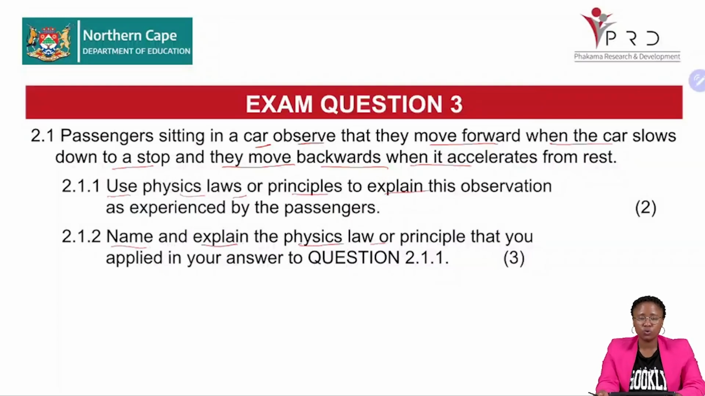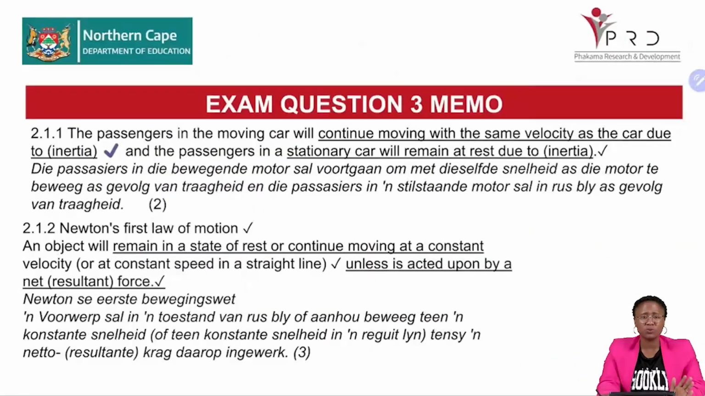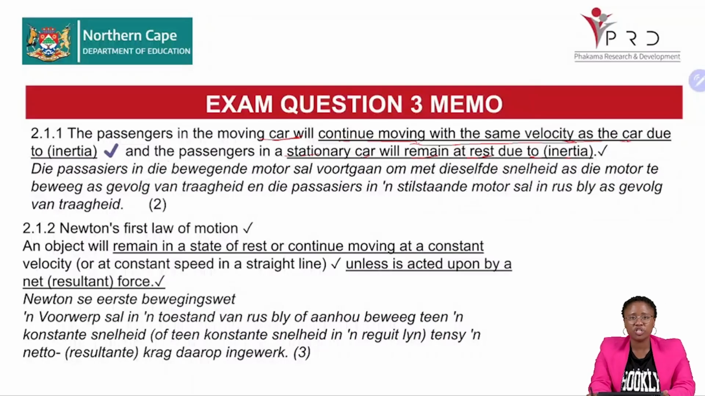So I quickly want to show you how to answer this type of question, because this one is way different from all the calculations. So the first thing you're going to say is that the passengers in the moving car will continue moving with the same velocity as the car due to inertia. Remember the resistance of the body to stop, right? So due to inertia. And the passengers in a stationary car will remain at rest due to inertia also again.